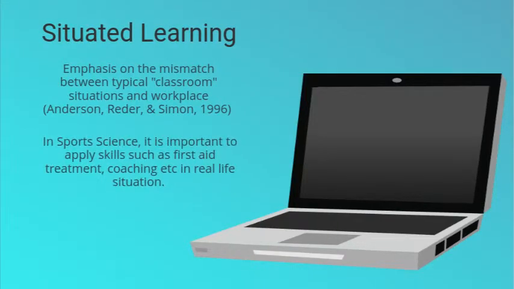For situated learning, it emphasizes the mismatch between typical classroom situations and the workplace, and this approach allows students to experience a great learning curve as they must participate in a community of practice. In sports science, we must do a one-year internship in areas that we want to specialize in, and this puts us in situations where we have to gain knowledge through active participation.